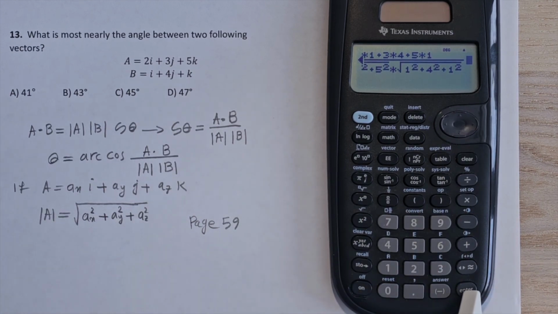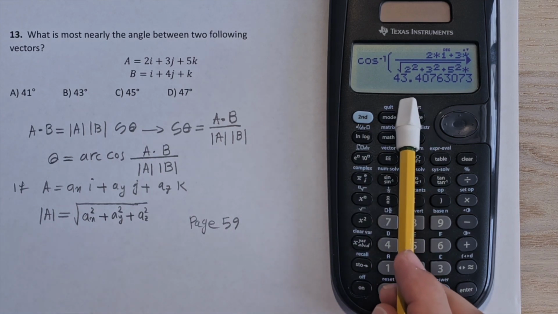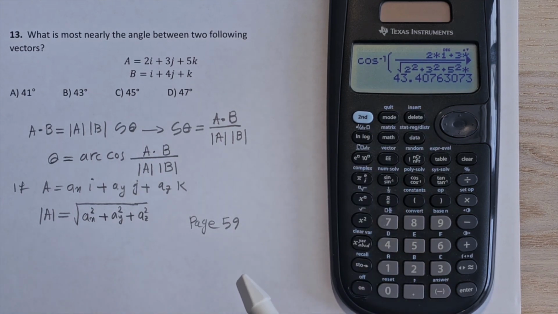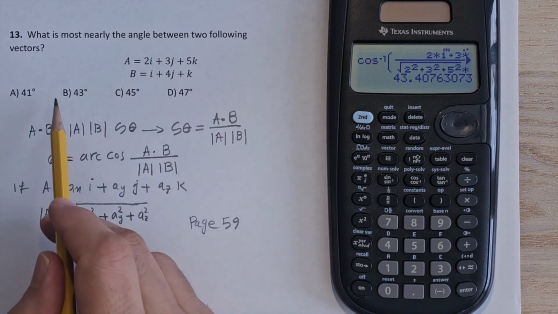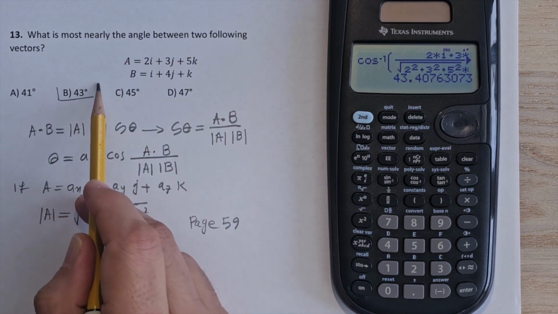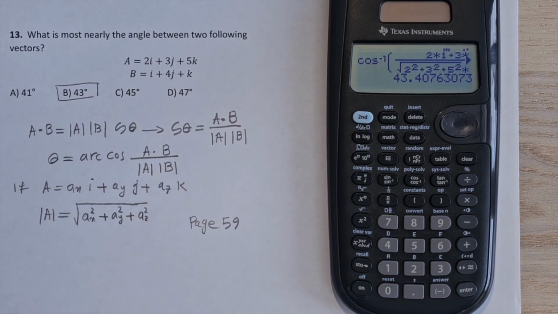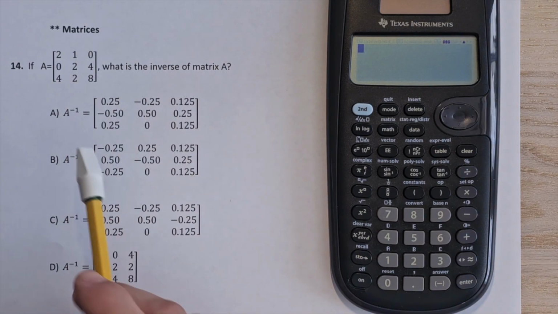So now I am going to press enter to see the result. So as you can see here, it should be 43.4, and option B should be the correct answer. That's it. Go ahead with matrices.